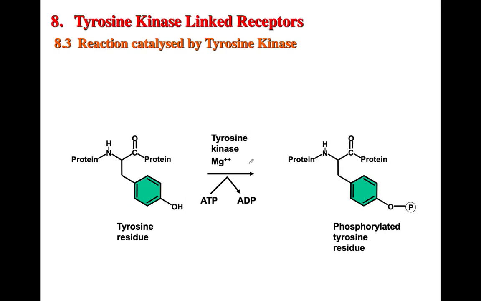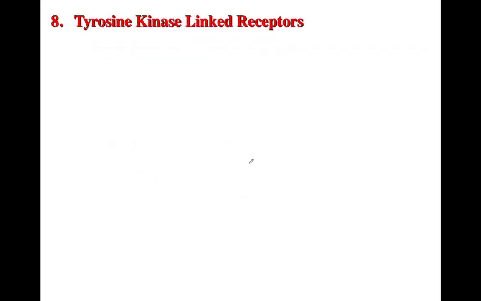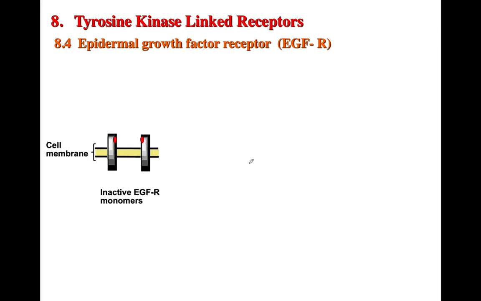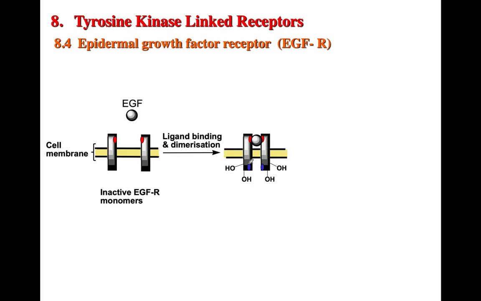So these tyrosine kinase linked receptors are going to cause the phosphorylation of tyrosine. You can also have other groups such as threonine that can also be phosphorylated by kinases. Okay, so the epidermal growth factor receptor is a very specific type of tyrosine kinase linked receptor. The epidermal growth factor is going to bind to the binding site here, causing a dimerization. As you can see, when it comes in, it's going to cause those two units here to come together for a dimerization.